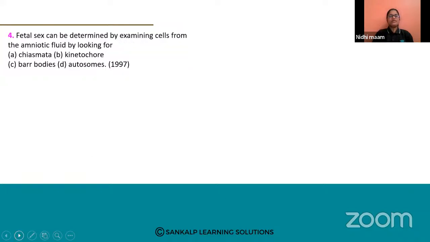Next question. Fetal sex can be determined by examining cells from amniotic fluid by looking for. Just now someone read regarding it. Fetal sex can be determined. We know that through amniocentesis, the sex of the fetus can be determined.